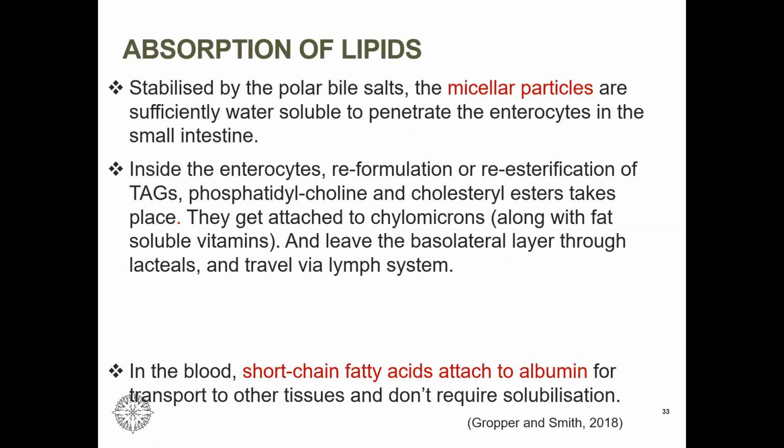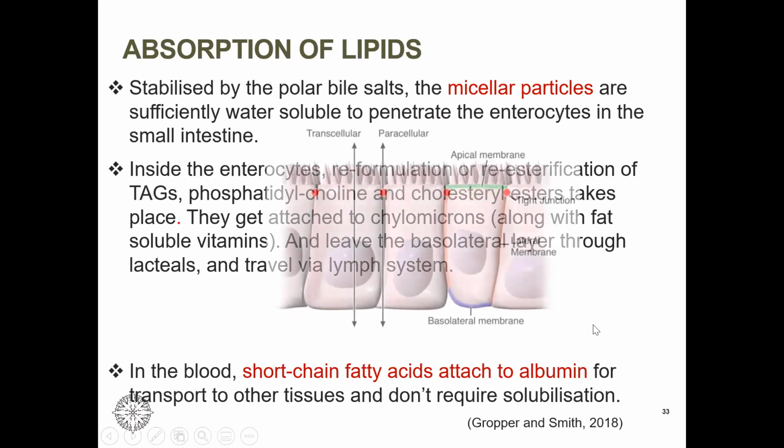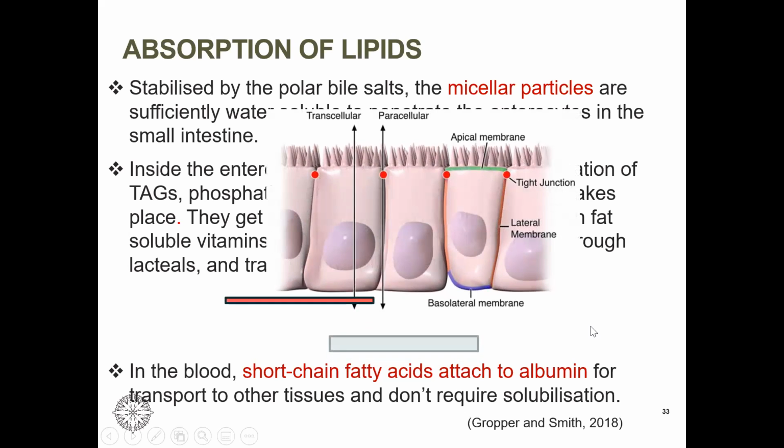Now this chylomicron leaves the basolateral layer. But these are really big molecules. It has fat inside and then protein outside. And our blood vessels next to the basolateral layer are quite thin. So these big molecules cannot actually enter the blood. They enter the lymphatic system. So these chylomicrons leave the basolateral layer through lacteals and travel via the lymph system.